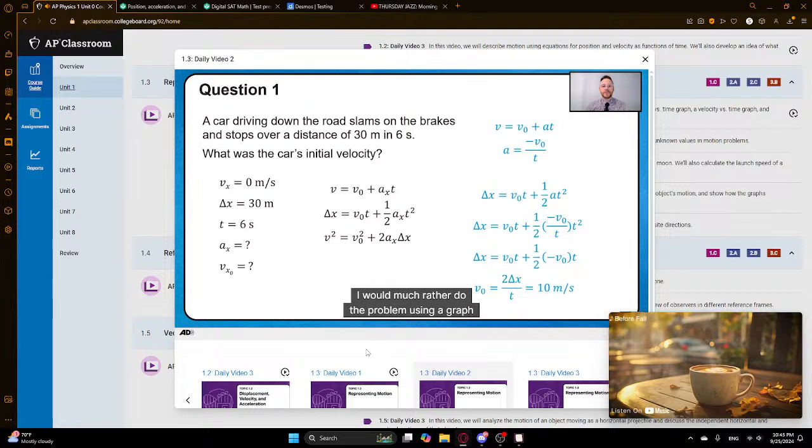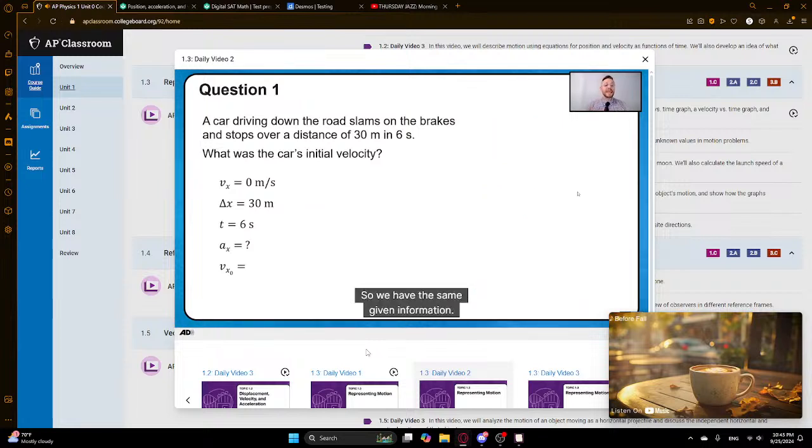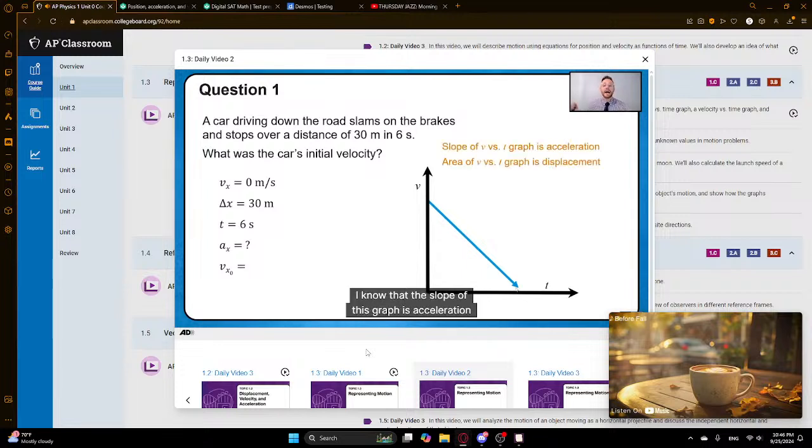I would much rather do the problem using a graph of velocity versus time. So we have the same given information, but now we're going to look at the velocity versus time graph. I know that I start moving, even though I don't know what that velocity is, and over a time of 6 seconds, come to a stop. Now, because this is a velocity versus time graph, I know that the slope of this graph is acceleration, and I know that the area of this graph is the displacement.